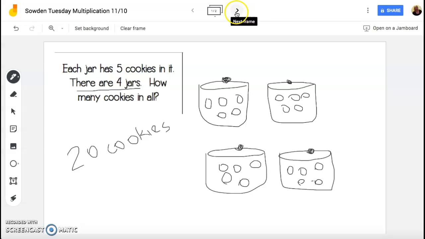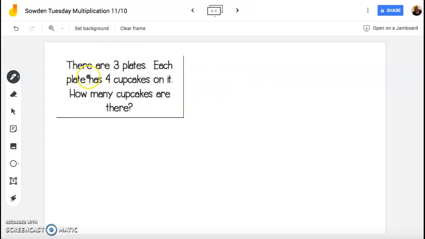Now here's your problem. There are 3 plates. Each plate has 4 cupcakes on it. How many cupcakes are there? So go ahead and draw a picture of this problem and its solution, and then put the answer next to it. There are 3 plates. Each plate has 4 cupcakes on it. How many cupcakes are there?